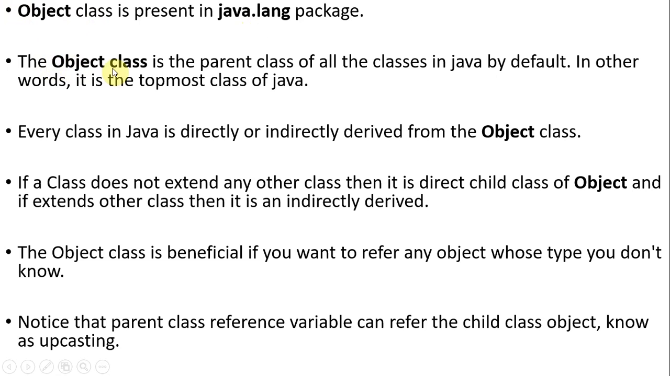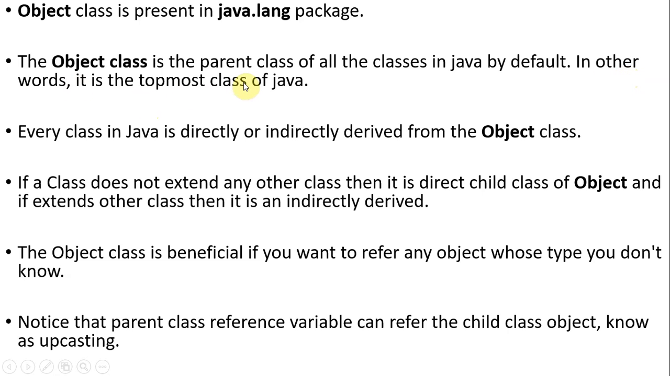This Object class is the parent class. Parent class, subclass, child class, we discussed all of this in inheritance, right? So the Object class is the parent class of all the classes, whether predefined or user defined. There is no difference at all. For all the classes, the Object class is the parent class, by default and built in. The people who developed Java developed the Object class like that. In other words, it is the topmost class of Java.